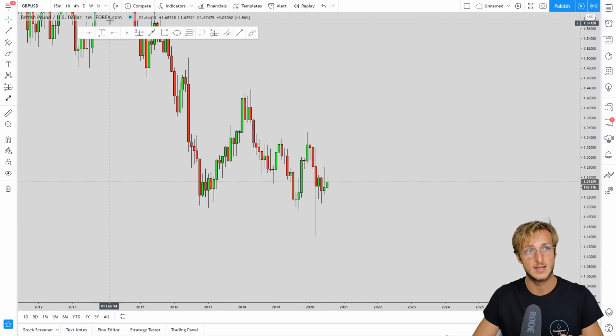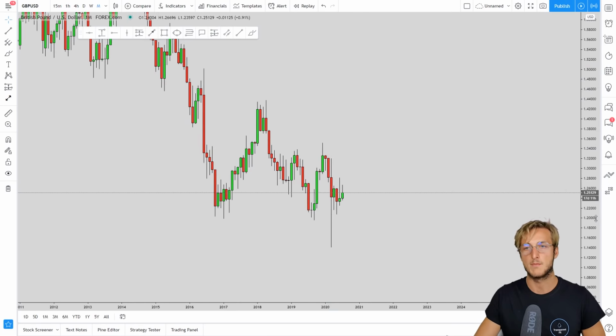And always remember, the best time frames for direction are the monthly, weekly, and daily. And the best time frame for entry is the 4 hour. Now starting from the monthly time frame.